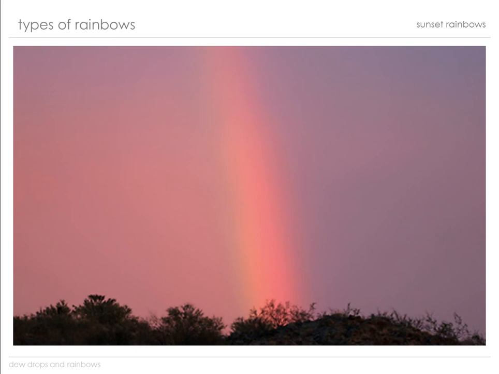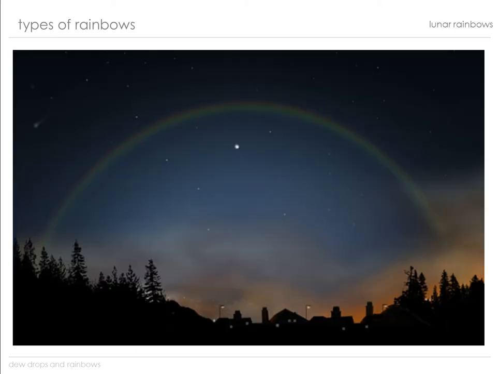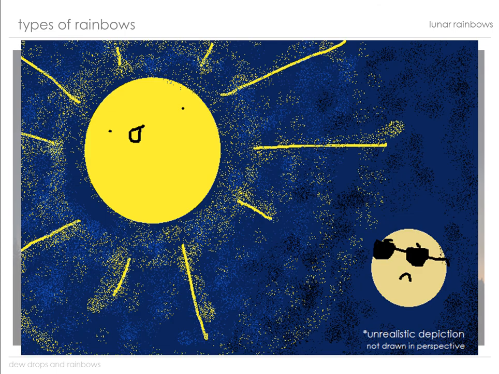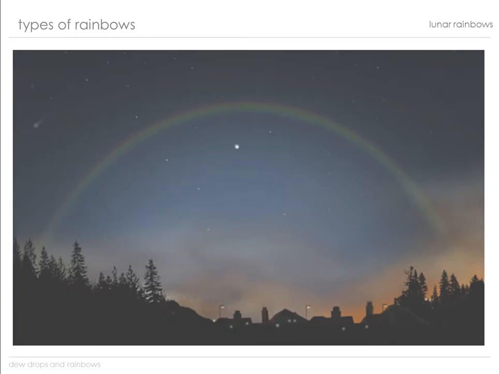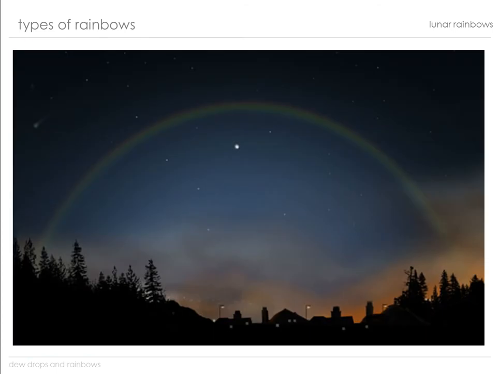The reason why sunset rainbows appear more red is because near dusk, sunlight contains more red light due to atmospheric scattering. This has to do with the positioning of the sun, as sunlight has to travel a greater distance through the atmosphere. Lunar rainbows occur at night. Instead of sunlight, lunar rainbows are produced by the refraction of moonlight. Since light from the moon is not as strong as light from the sun, lunar rainbows appear more muted.